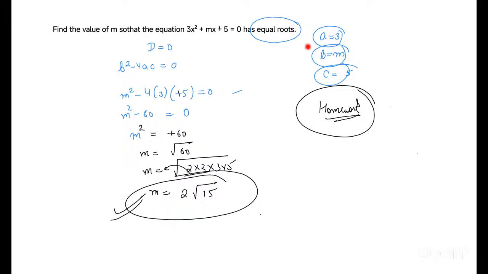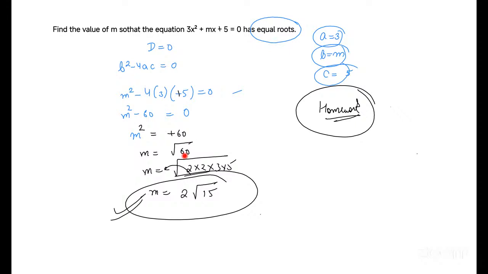And if I put it, B is equal to M, which will become M square, minus 4 into A, which is 3, into C, which is 5. It becomes M square, 4 fives are 20, 20 threes are 60, minus 60. Now minus 60 will go to that side and become plus 60. Now M square is there, it will go and it becomes root.